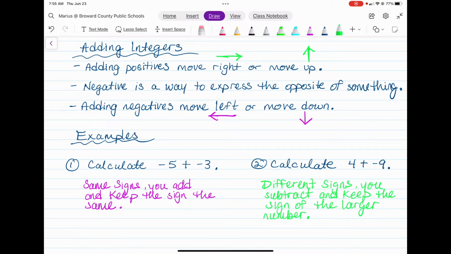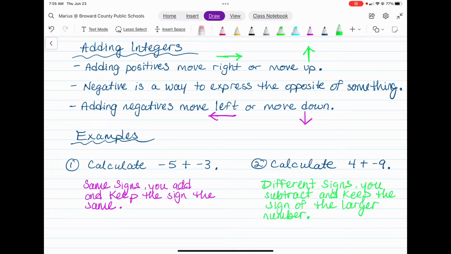All right. Now, a couple things to remember about adding. When adding positives, if you're thinking about it to visualize it, you move to the right, or you could be moving up. You're not doing both. You pick one. Either you move right or you move up when you add positives. Now, a negative is a way to express the opposite of something. The negative is just that little minus sign. So adding negatives actually do the opposite. Adding negatives move left or they move down. So if you chose to move right when you were adding positives, then obviously if you add negatives, you would be moving to the left. But if you chose to move up when you were adding positives, then you would be doing the opposite of moving up, which is moving down when you add negatives.